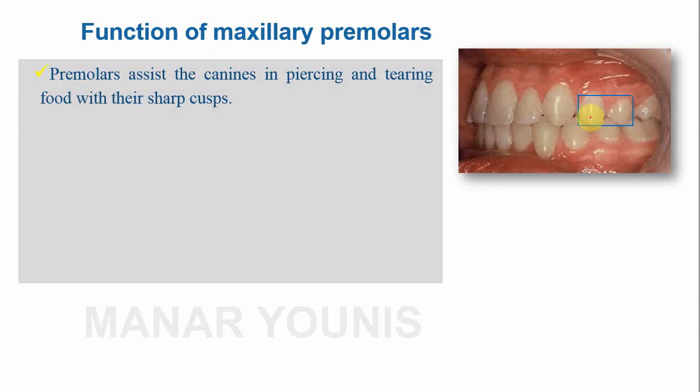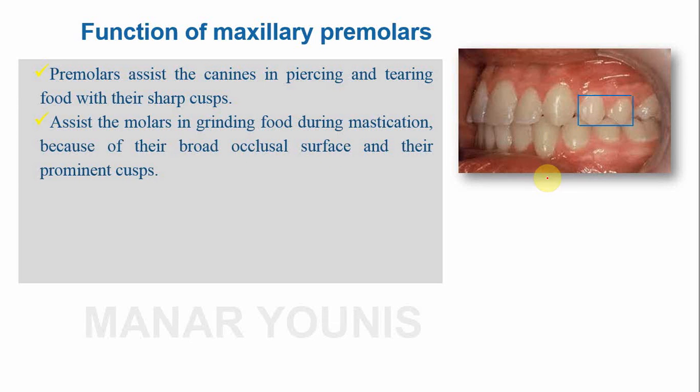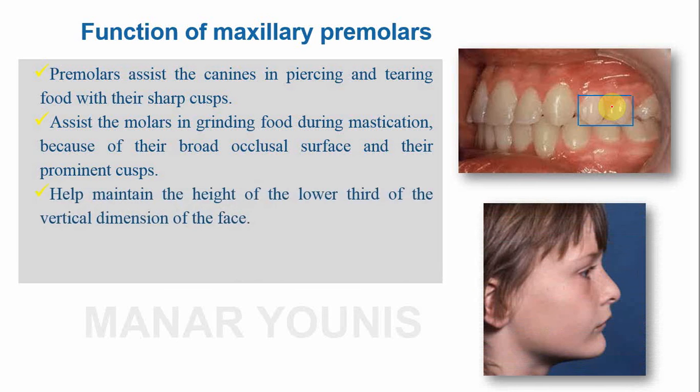These are the maxillary first and maxillary second premolar. So the first premolar mainly resembles a canine and assists in tearing food. They also assist molars in grinding food during mastication because their occlusal surfaces are broad and they have prominent cusps. Also, they help to maintain the height of the lower third of the vertical dimension of the face.